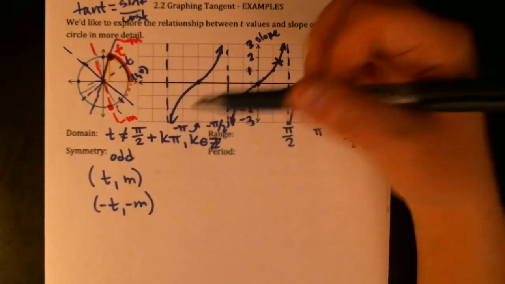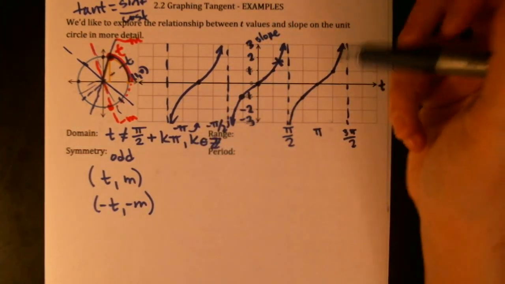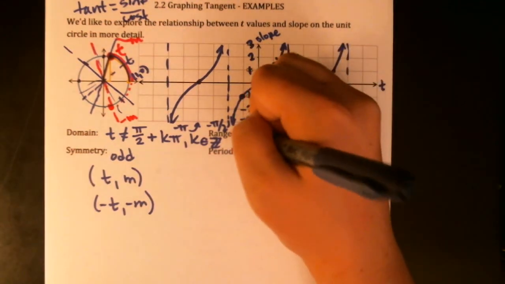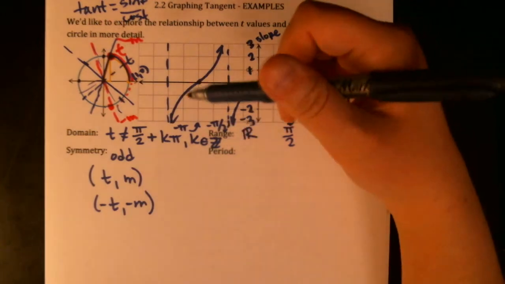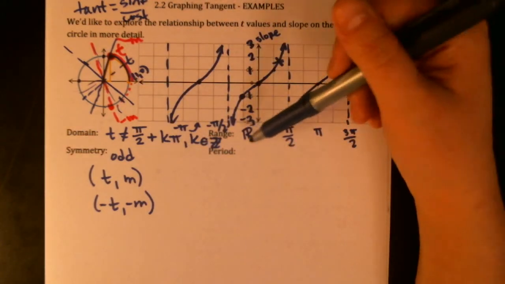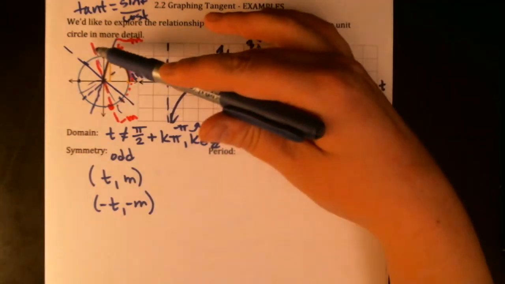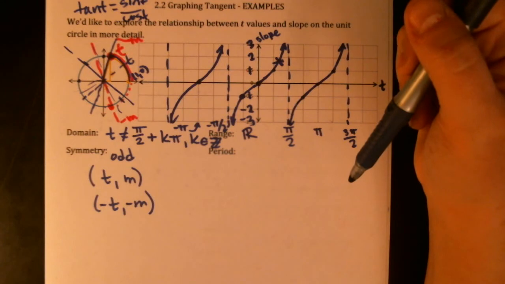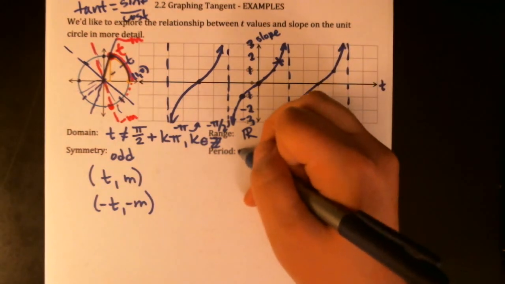Okay, so for tangent, domain gets really interesting, but range is not quite so exciting, or maybe it's really exciting because the range is all real numbers. So there is no slope that we can't achieve on the unit circle, which means the range is all real numbers. By positioning your point, you can get positive, negative, big, small, everything in between. And then last thing, period, we mentioned is pi.